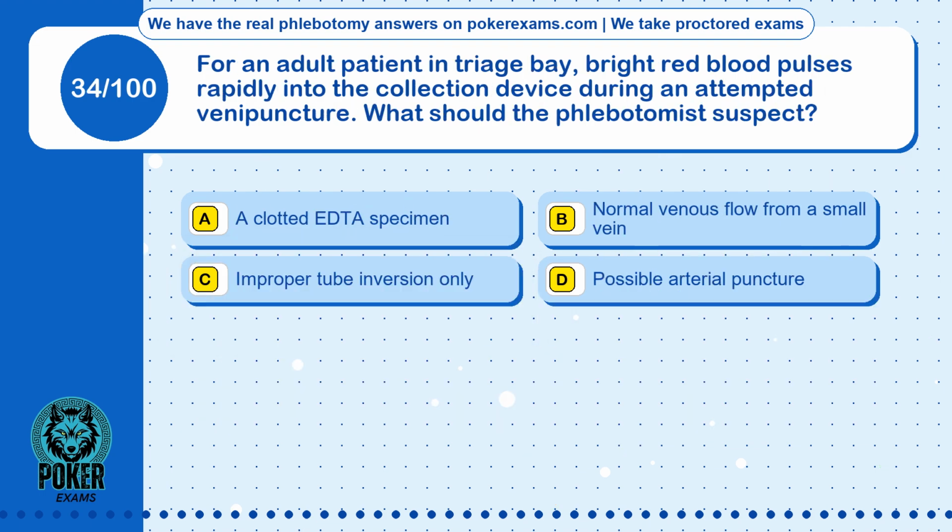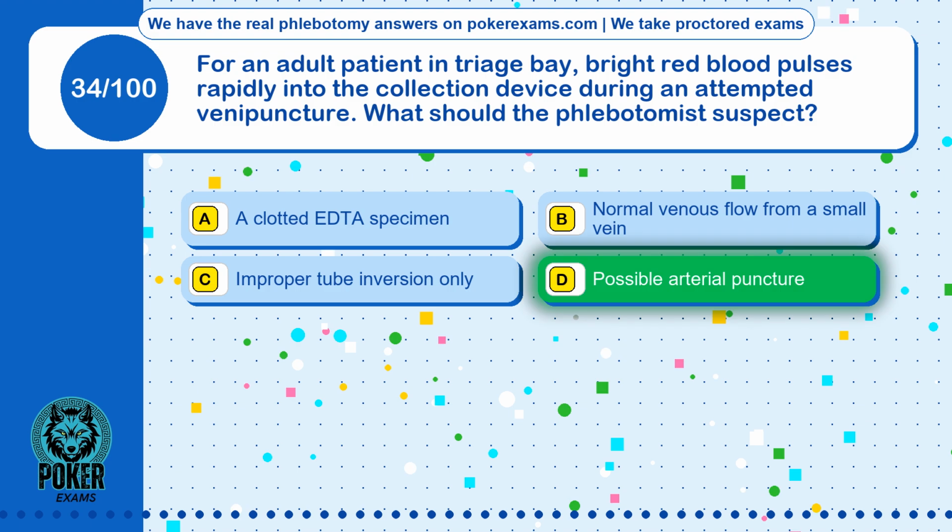Question 34. For an adult patient in triage bay, bright red blood pulses rapidly into the collection device during an attempted venipuncture. What should the phlebotomist suspect? Option A. A clotted EDTA specimen. Option B. Normal venous flow from a small vein. Option C. Improper tube inversion only. Option D. Possible arterial puncture.